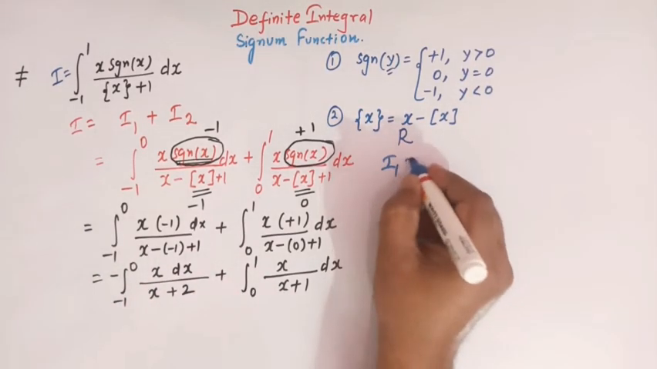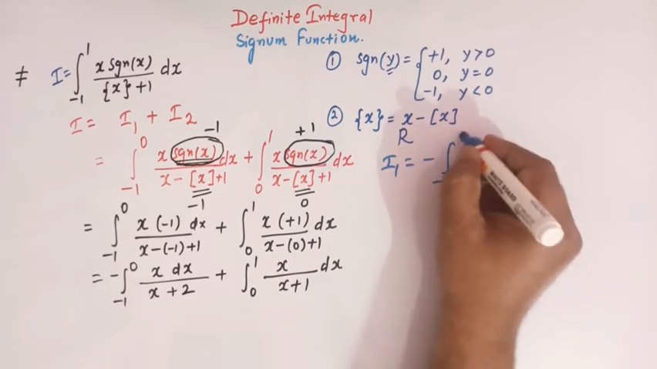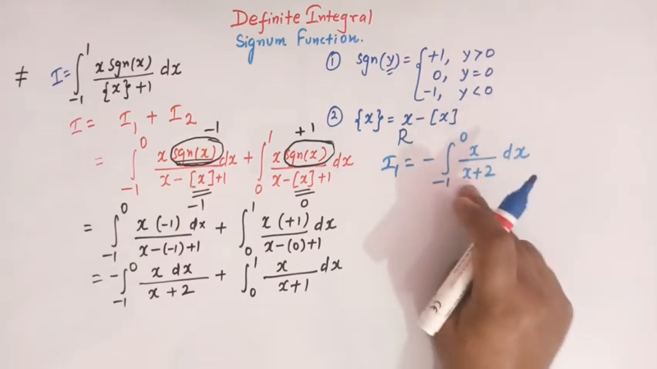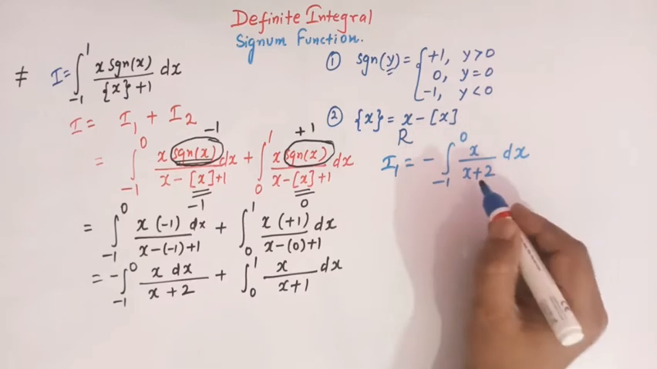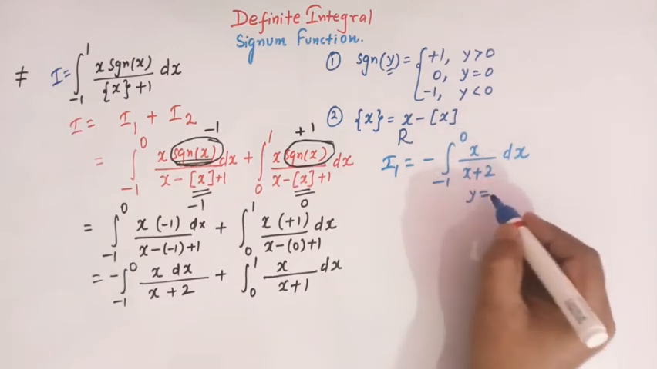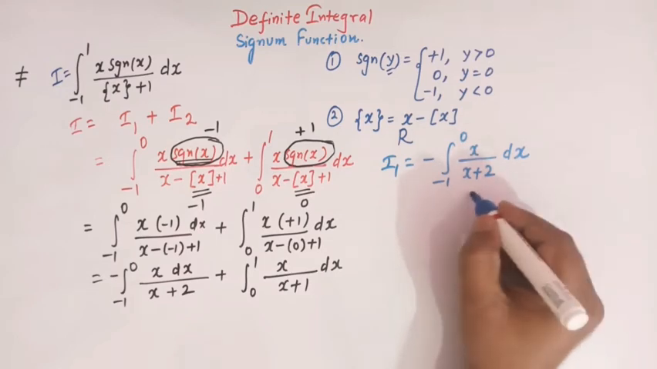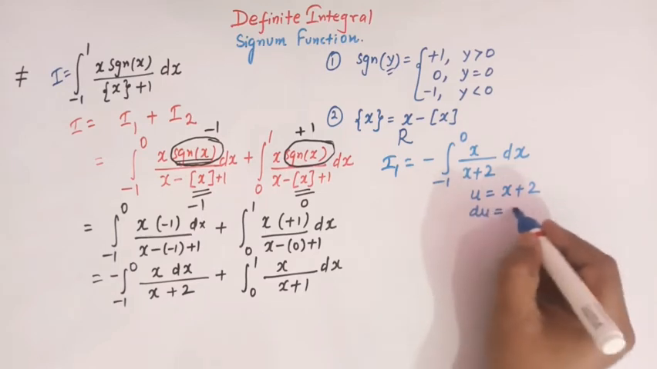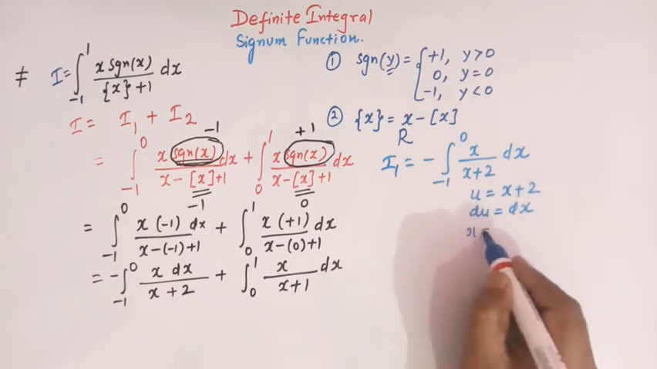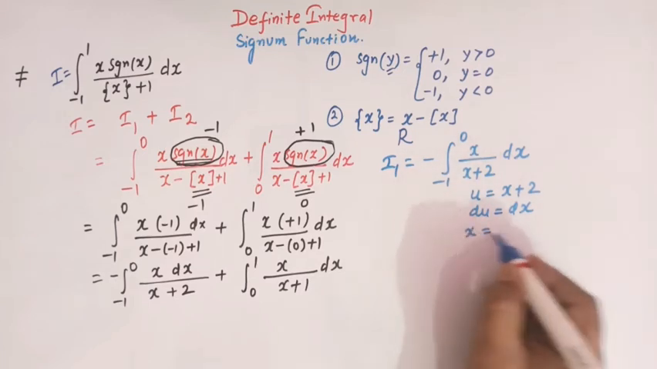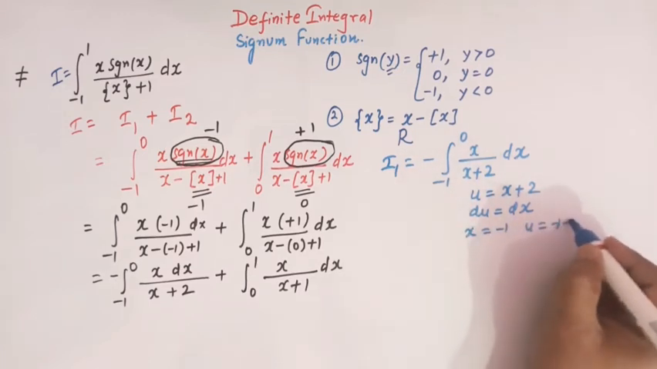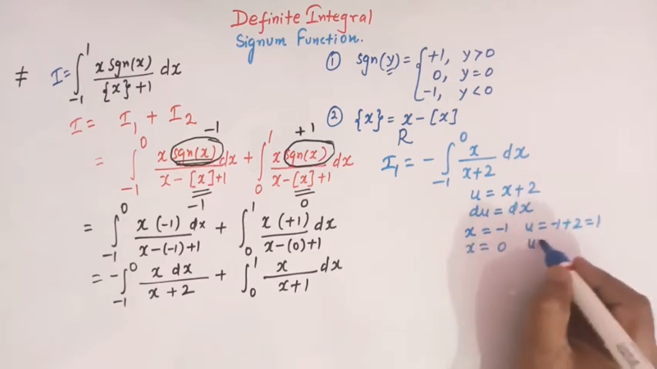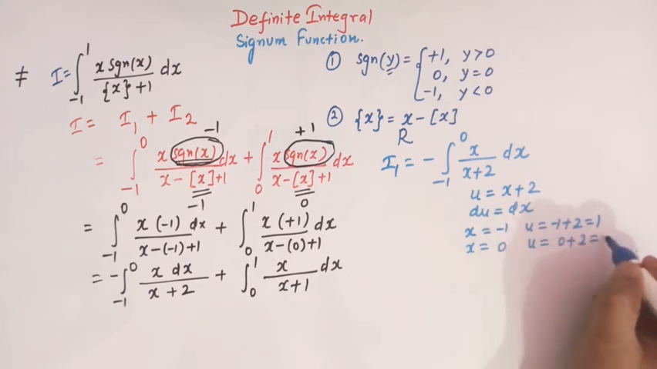Now let us separately calculate these two integrals. So I1 is minus 1 to 0, and here we have x plus 2 dx. Here we can make use of the method of substitution. So let us take u as x plus 2. So du is equal to dx, and when x is -1, then u is equal to -1 plus 2, so that is equal to 1, and when x is 0, u is equal to 0 plus 2, that is 2.